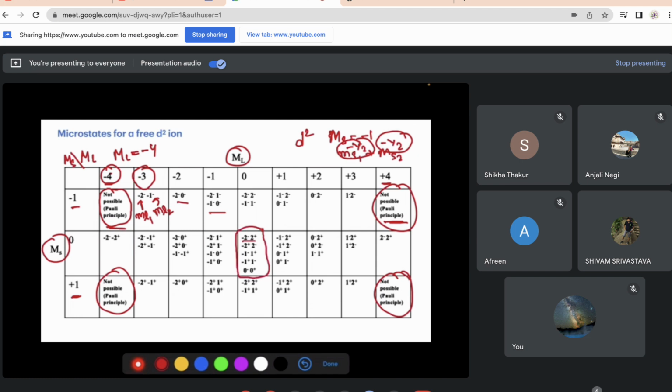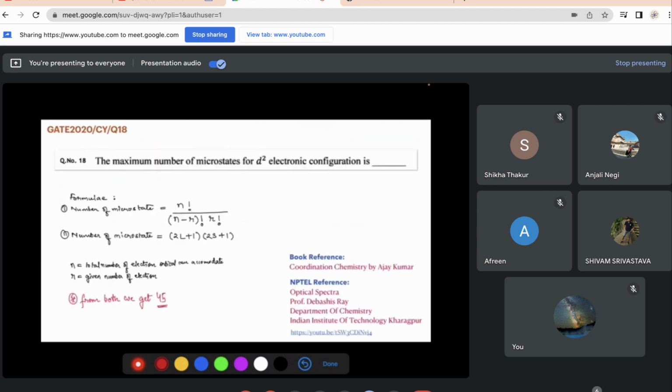So there are a total of 1, 2, 3, 4, 5 sets of microstates, making 5 terms. In total, we get an overall number of microstates in this table. We arrive at the number of 45. So for d2 we get a total of 45 microstates.